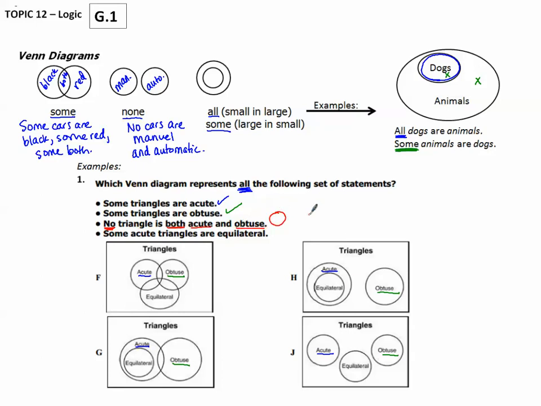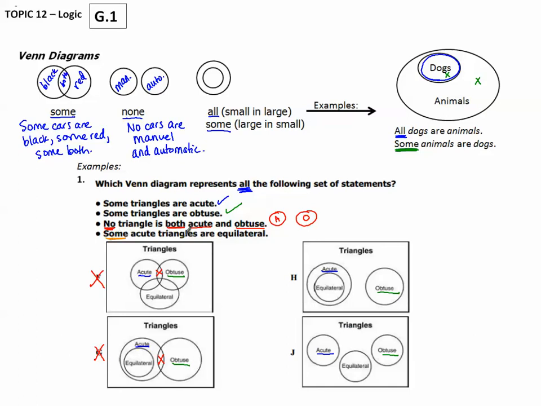So that means we need to have separate bubbles. Acute is here, obtuse is here, because we can't have any overlapping. Well, here's overlapping, so this one's no good. Here's also some overlapping, so this one is no good. Here's acute, here's obtuse. There's no overlapping. Acute and obtuse. There's no overlapping. Let's look at the last one so that we know how to narrow it down between those two.